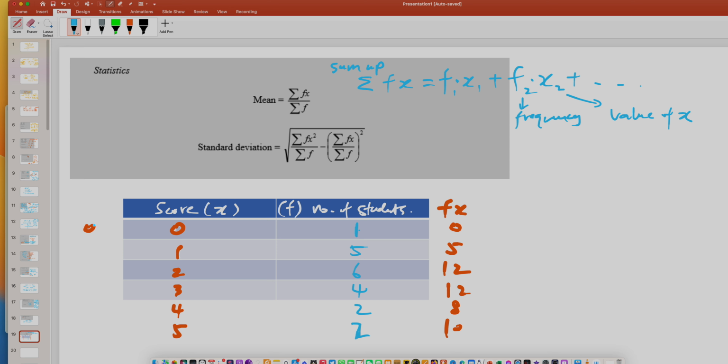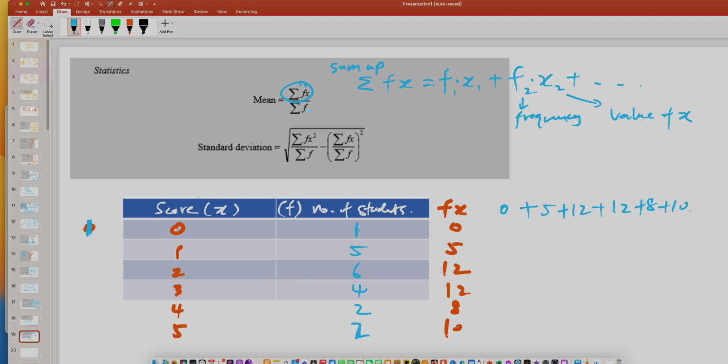So this is your f, this is row 1. So this is your f1 x1. So you add 0, then this is your f2 x2, add 5, 7, 8, 9. Okay, done. Stop. So I have completed the summation for the numerator. Can you see this is the summation of frequency?